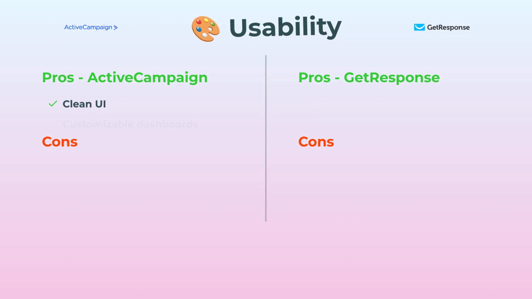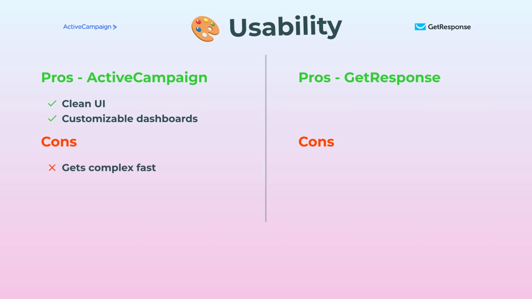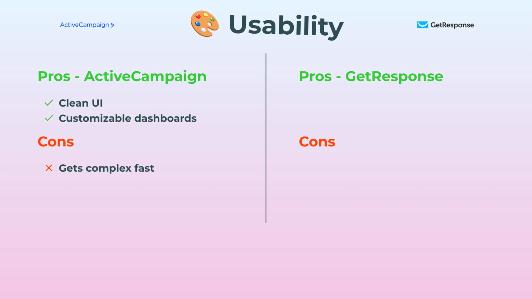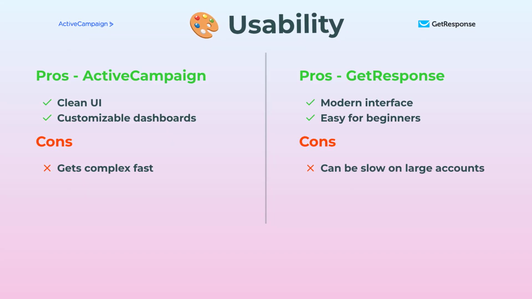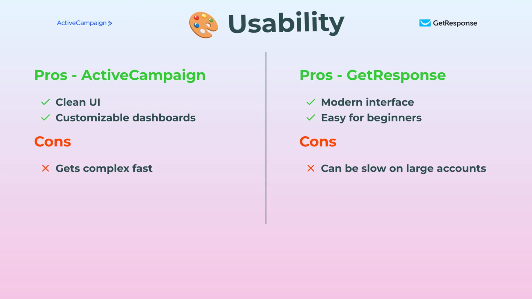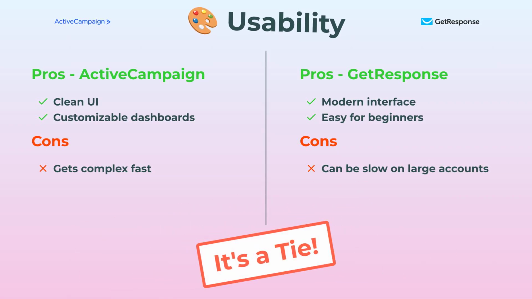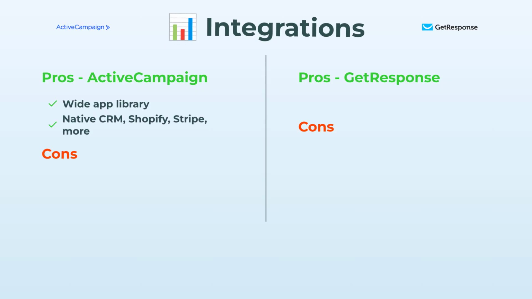Okay, let's talk about usability, how this stuff actually feels day to day. ActiveCampaign rocks a clean UI, and the dashboards? You can customize the heck out of them. But be warned, it goes from friendly to overwhelming pretty quick as your setup grows. GetResponse, on the flip side, is super modern looking and just easy, especially if you're coming in as a beginner. The only quirk? It can slow down if you've got a massive account. Here, honestly, they're pretty neck and neck. Call it a tie. Integrations, because, come on, no one uses marketing tools in a vacuum.